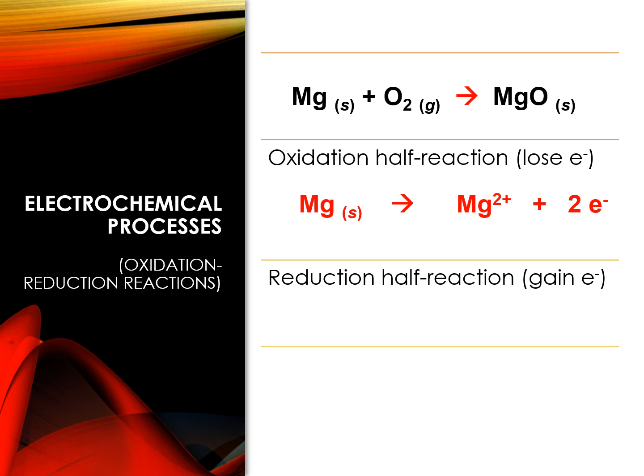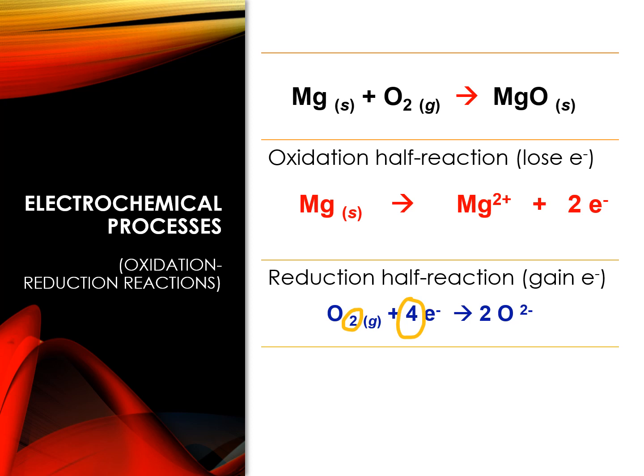Now, let us go to the oxygen gas. Based on rule number 2, monoatomic oxygen O has an oxidation number of 2 negative. But since we're dealing with a diatomic oxygen O2, it needs to gain 4 electrons. That is 2 times 2 equals 4.